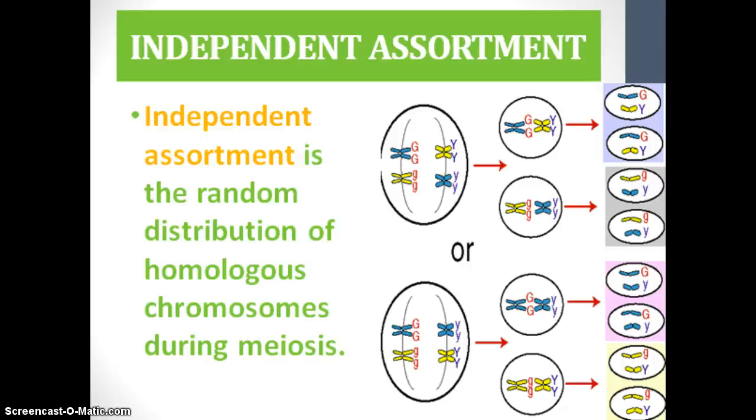Essentially, when cells divide during meiosis, homologous chromosomes are randomly distributed to daughter cells, and different chromosomes segregate independently of each other. This is called independent assortment. It happens during metaphase 1 of meiosis and results in gametes that have unique combinations of chromosomes.